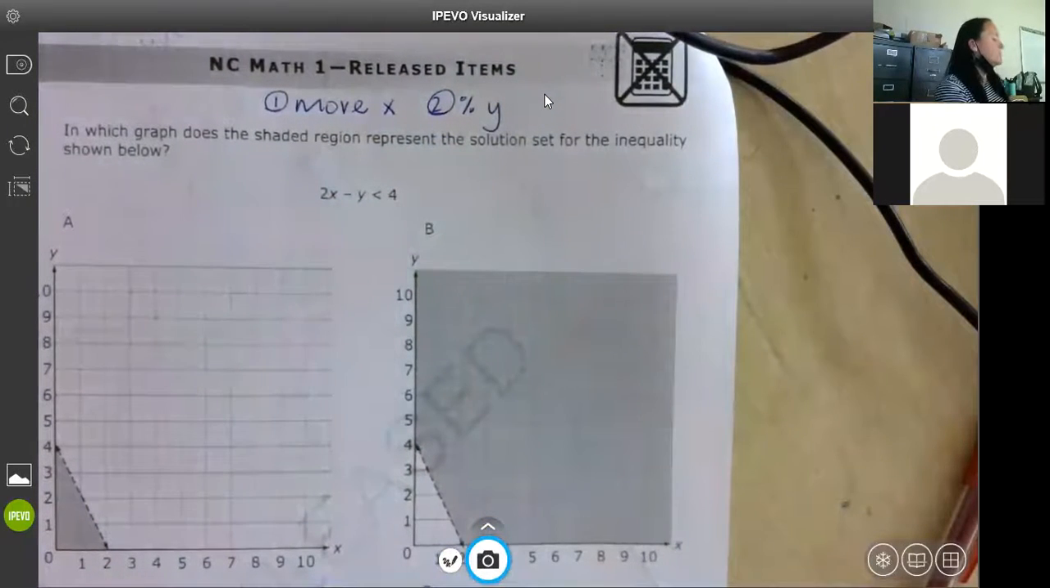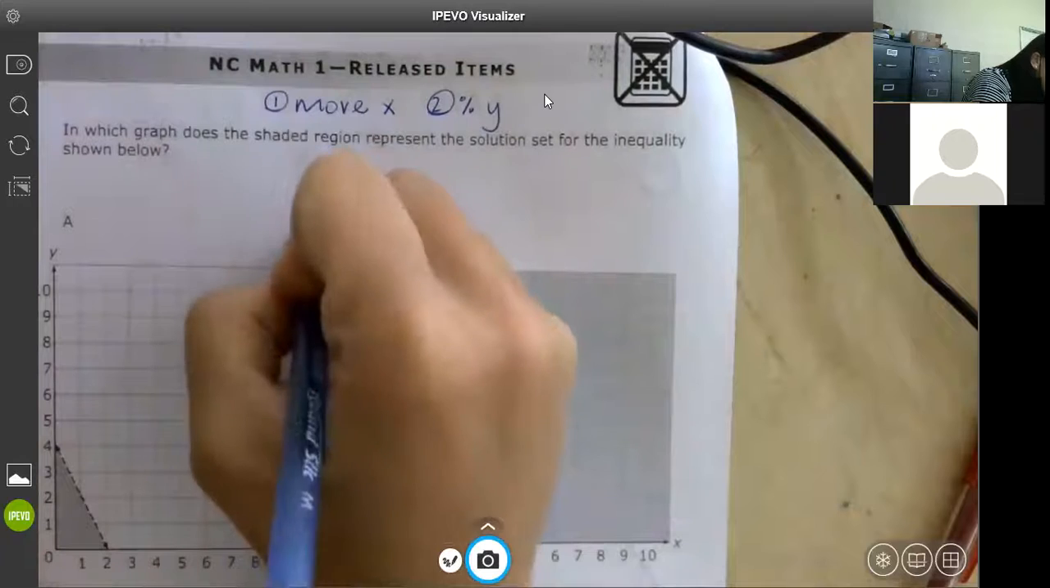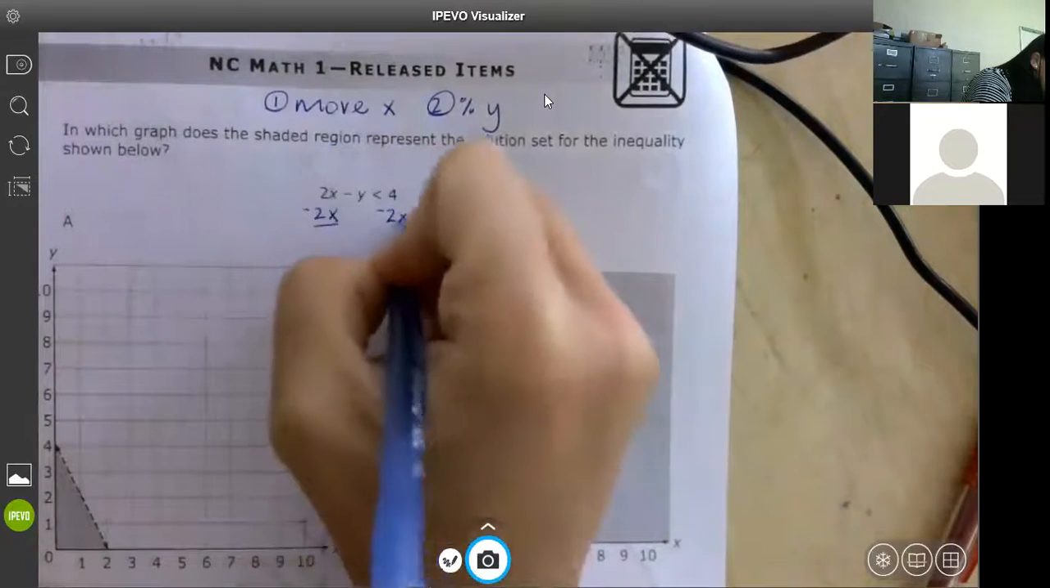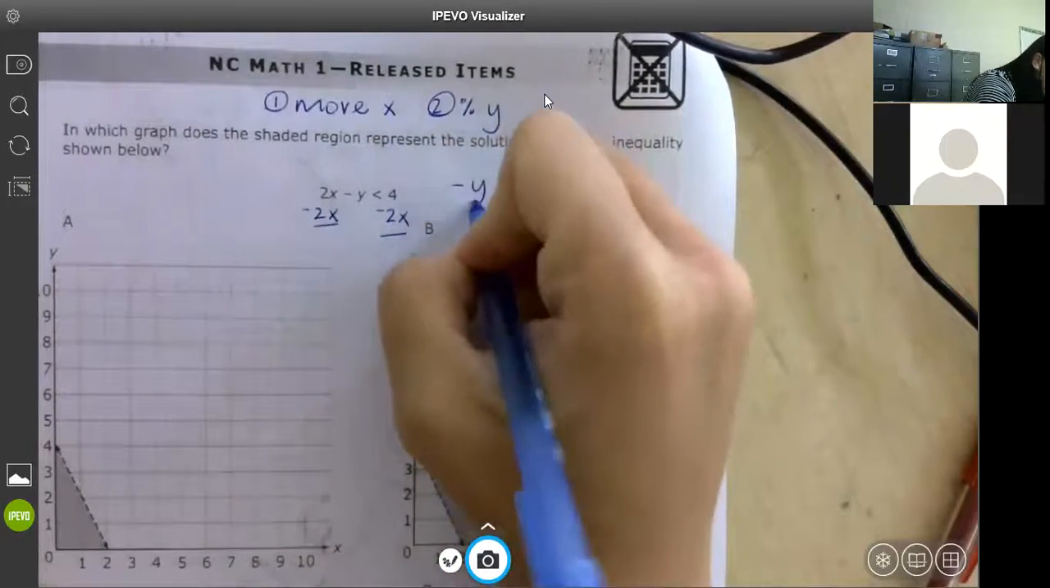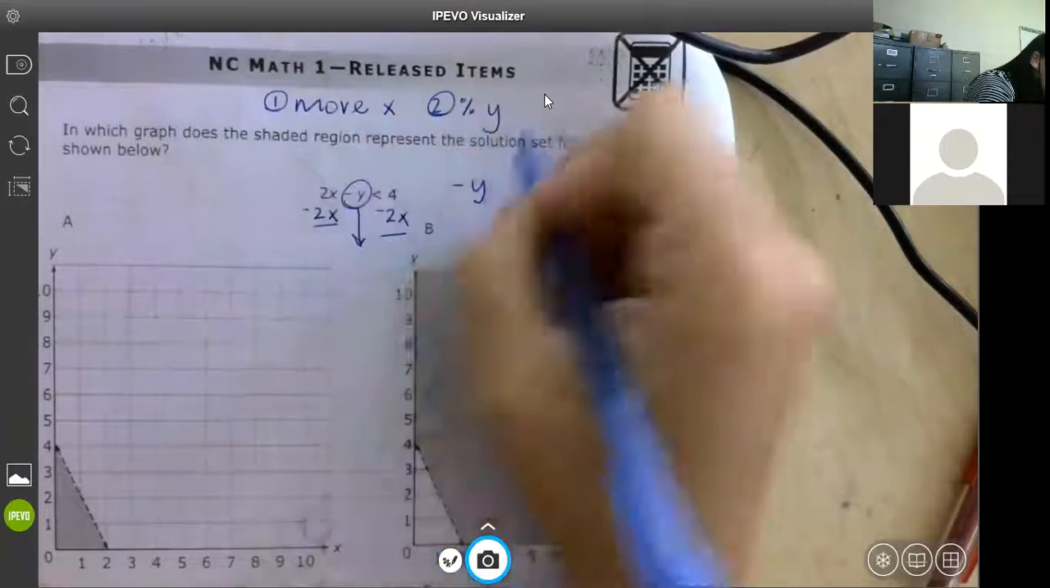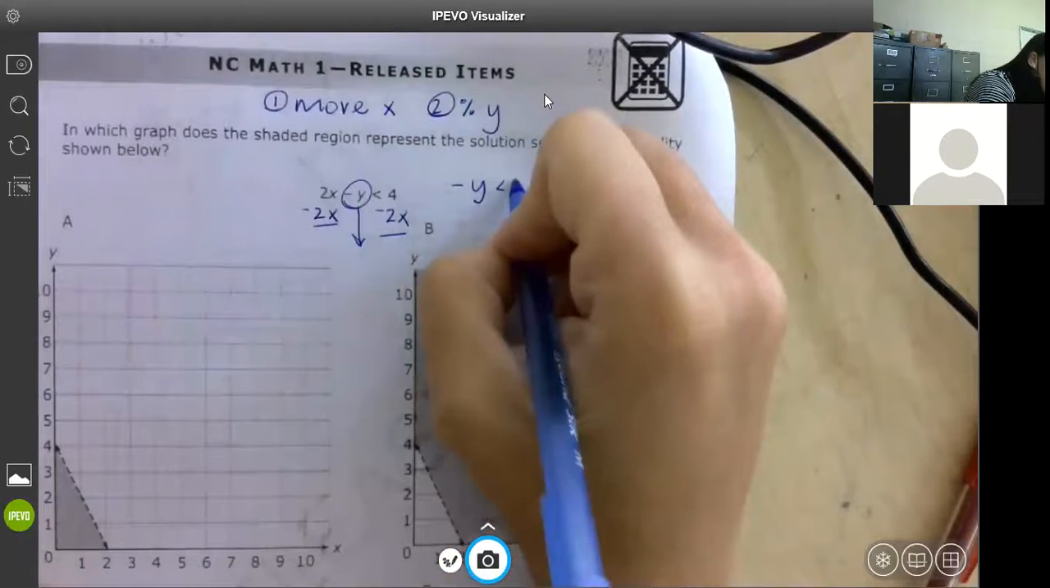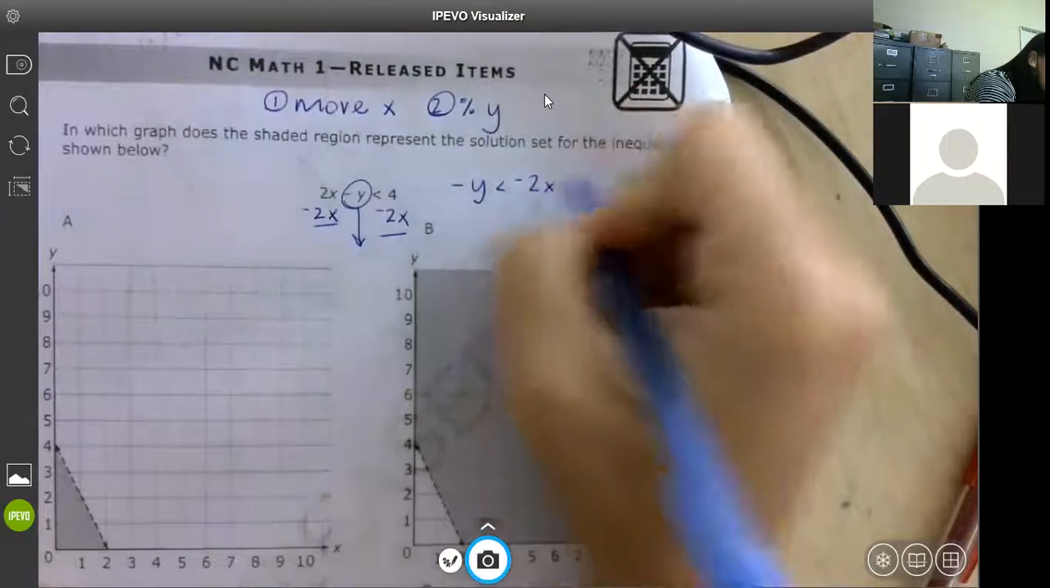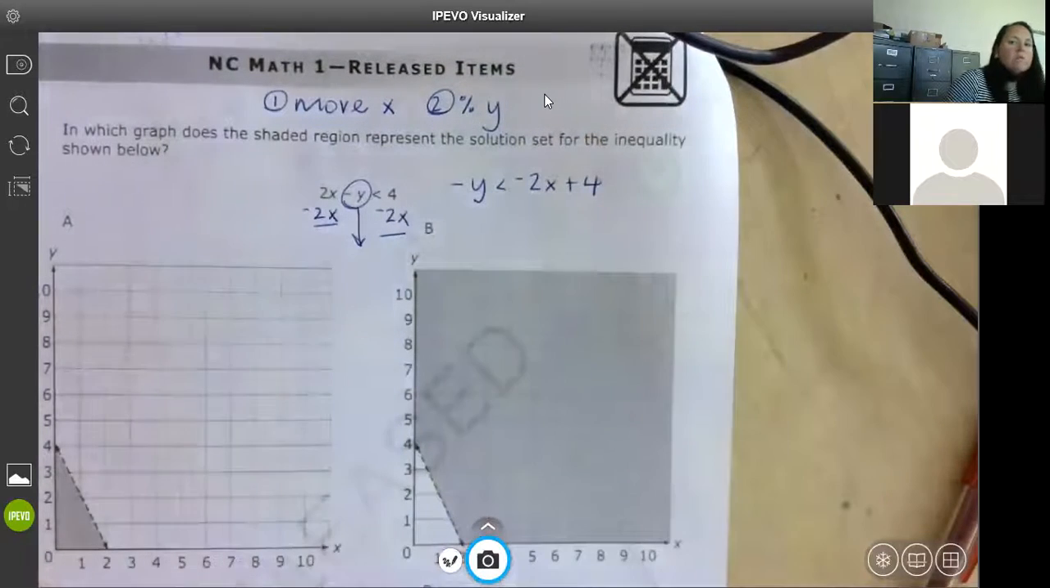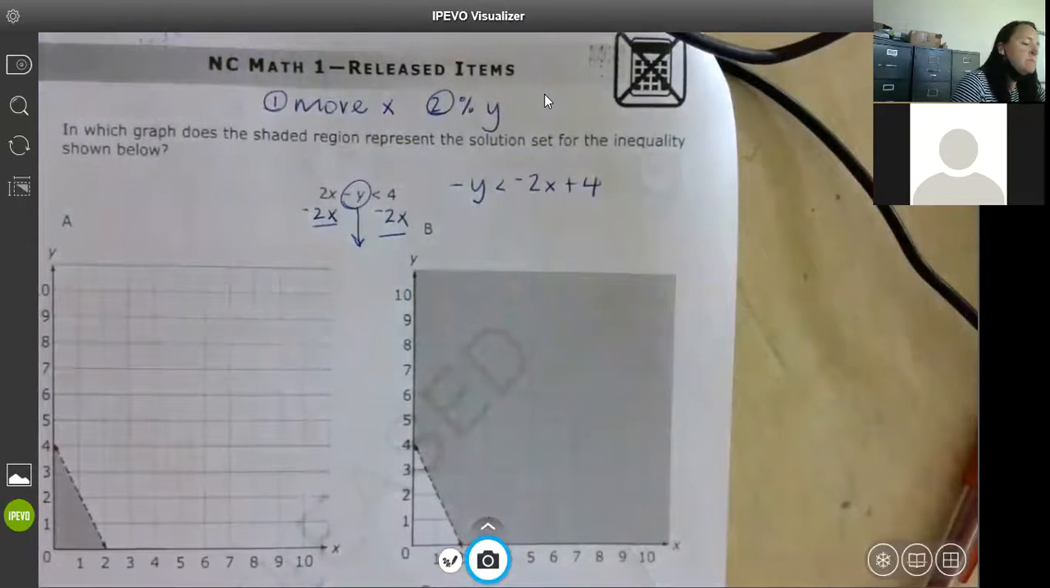Your first one is to move x. And then your second one is divide by the number with y. So right now it's a positive 2x. So how do I move it? Subtract 2x. I'm going to write it over here. Bring down that full negative y. You can leave it as 4 minus 2x, but I like to put it in order. So negative 2x plus 4.